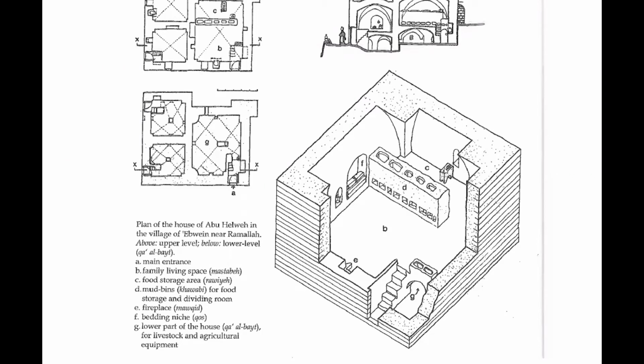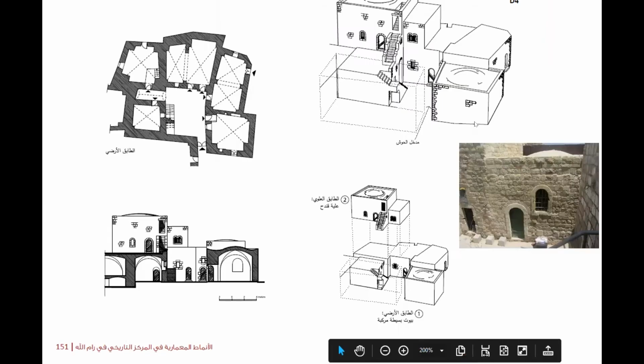And sometimes, if it's more complicated, you'll have a separation between the living space and the sleeping space. This is if it's more complicated. This is a redrawing of the whole house, where you can find several rooms organized around the central open space.